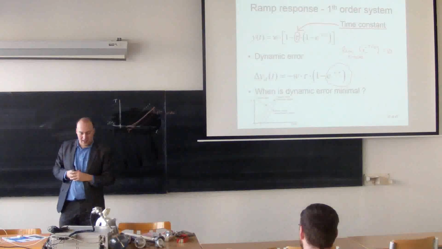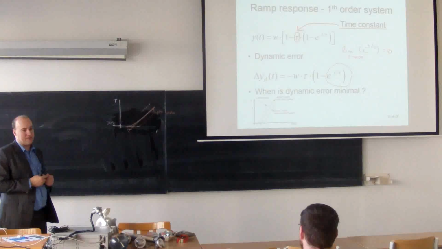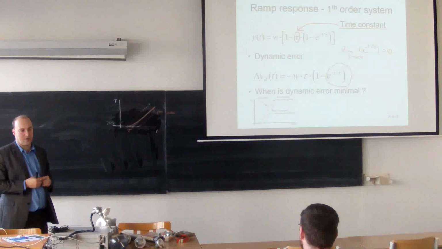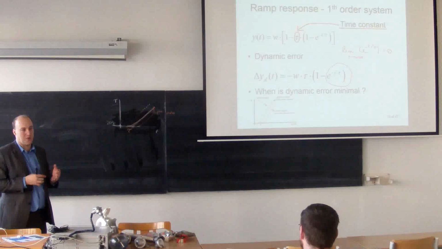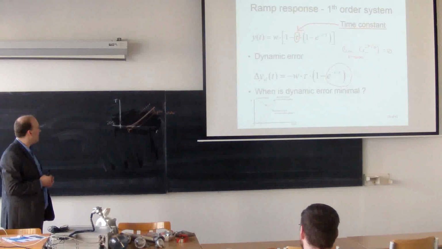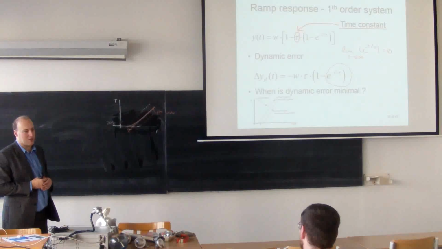So that's different when you compare the ramp response and the transient response. For the transient response, we have dynamic error getting smaller and smaller. Here, the error is approaching some constant value, and it remains a constant value.